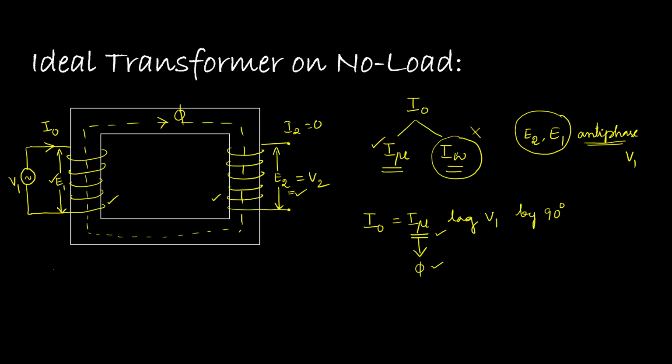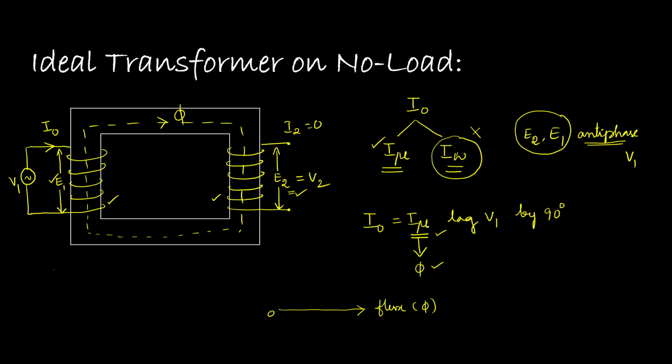So in other words, what we can say is both these EMFs should be represented in phase. Then only both the EMFs will be in anti-phase with the supply voltage V1. Okay, so these are the points you need to remember. So let us go with the phasor diagram with inclusion of all this explanation.